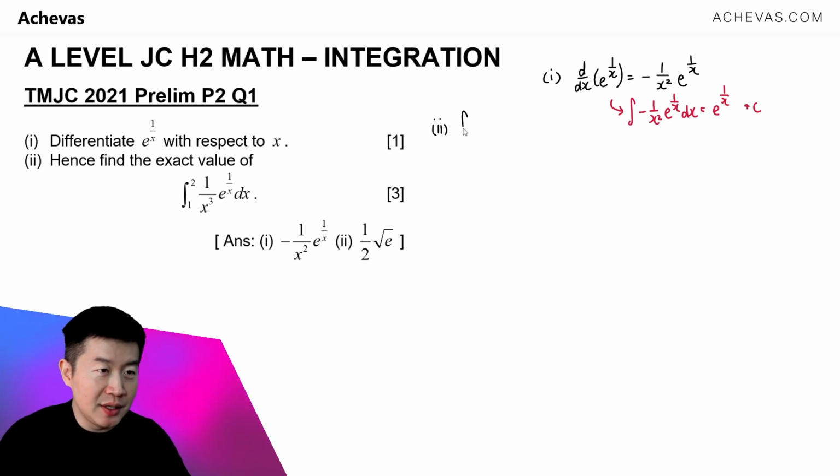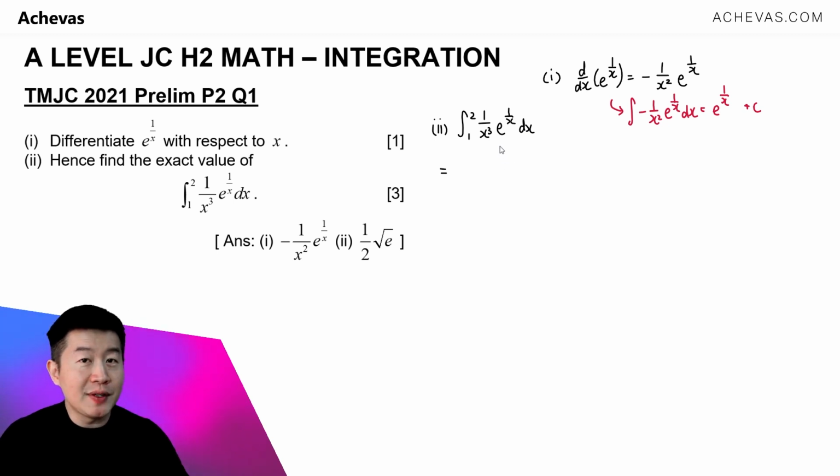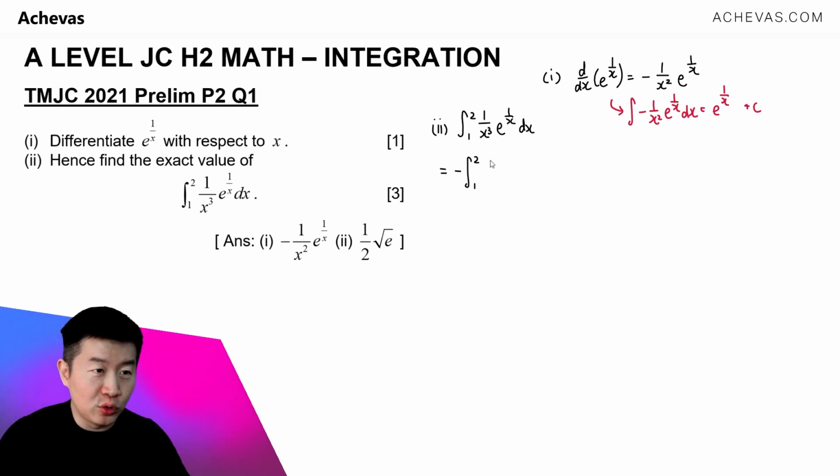So let me write down this, integrating from 1 to 2 of 1 over x to the power of 3 e to the power of 1 over x. We are supposed to be integrating this, and because I'm already suspecting that we are going to be applying integration by parts, I'm going to break this up into two parts. With one of the parts, hopefully it can be this over here. So I need a negative, so I'm going to add a negative outside so that I can put in a negative inside. And for 1 over x cubed, I'm going to break it up into two parts.